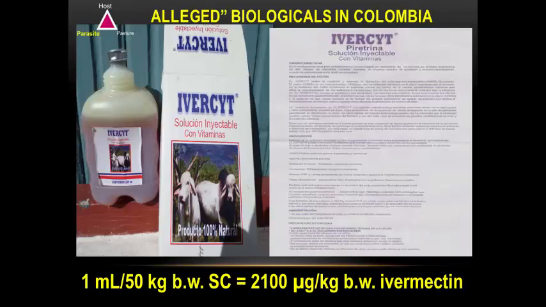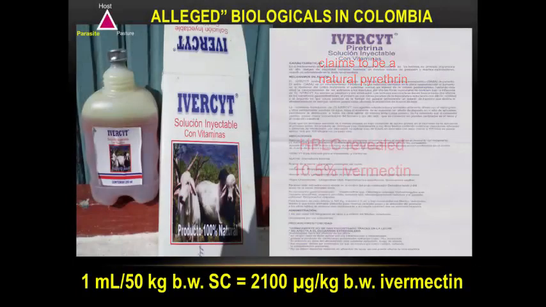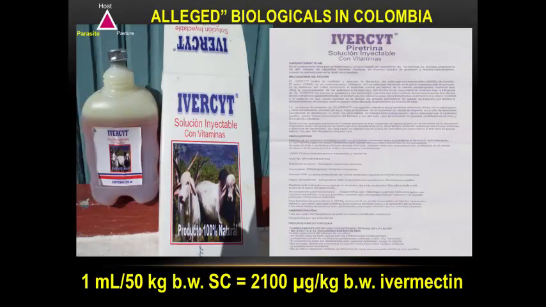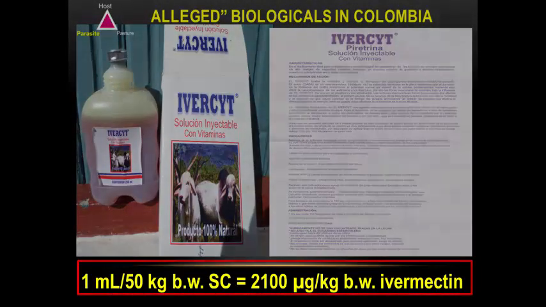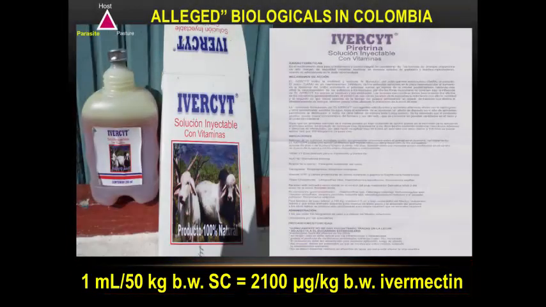Another one that you see on this slide, which is sold in the black market, can be found in just about every farm around the country. This is an injectable formulation that claims to be a natural pyrethrin against both endo and ectoparasites. We did some HPLC analysis and found a concentration of 10.5% ivermectin, and by using the dose recommended in the label, basically the animals are receiving a dosage of 2,100 micrograms per kilogram body weight, which is about 4 times the maximum dose recommended by any approved ivermectin anywhere in the world.